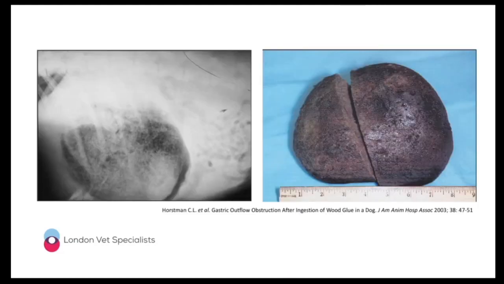So this is a case report of a very novel gastric foreign body, one that I thought I'd share with you. So we've got a right lateral radiograph. This is a 2-year-old mixed breed dog that has a gastric foreign body.